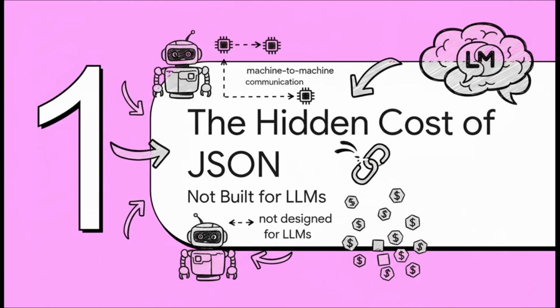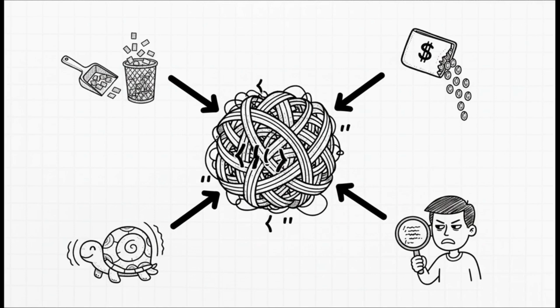Okay, let's start with the problem itself. Look, JSON is amazing for machine-to-machine communication, but it was just never designed for the unique, token-based world that large language models live in. The issue here really boils down to four things. All that extra stuff, that syntactic sugar, the braces, quotes, commas, they're all wasted tokens you have to pay for. And more tokens? That directly means higher API costs and, you guessed it, slower response times.